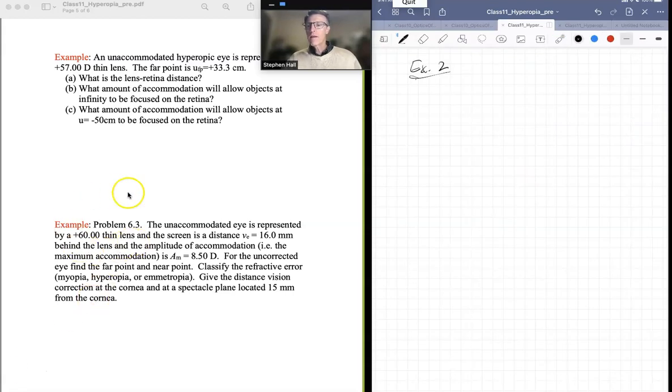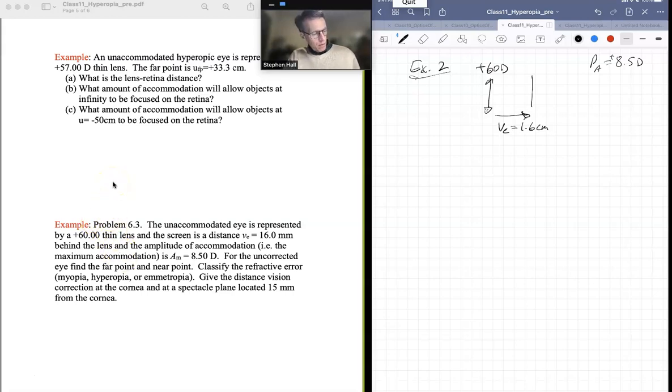Okay, so now let's do the second example, which is problem 6.3 from Keating. It says we have an unaccommodated eye represented by a plus 60D thin lens. So let's put that in here. And we've got a lens to retina distance of 16 millimeters, so 1.6 centimeters, and a maximum accommodation of 8.5 diopters. And we're supposed to find the far point and the near point.